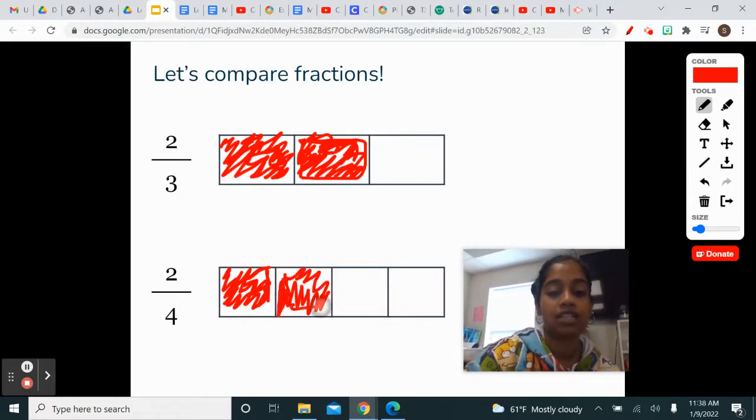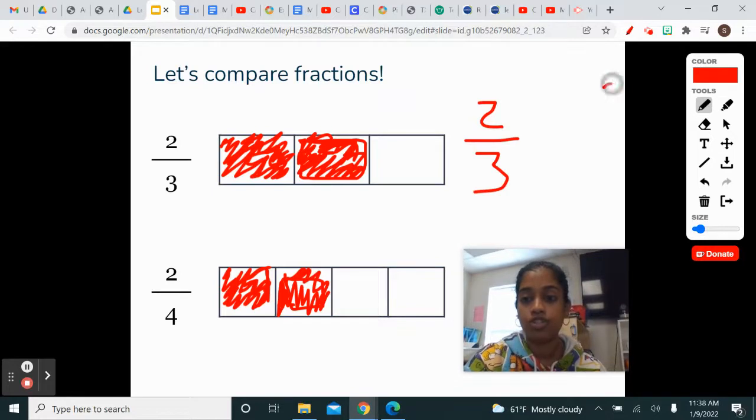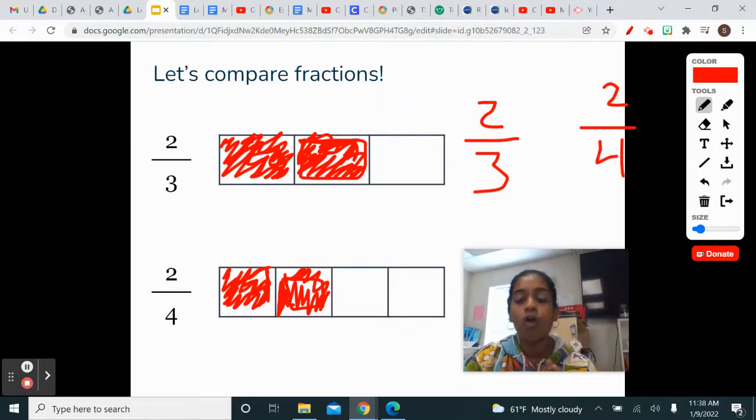All right, perfect. So now I'm going to have you do the same thing. I'm going to write this right here. I have 2/3 and 2/4. Pause the video and see if you can figure out which one is greater than and which one is less than, okay? Finish your comparison statement and then come back when you're done. All right, go ahead, pause your video. I'll see you in a little bit.